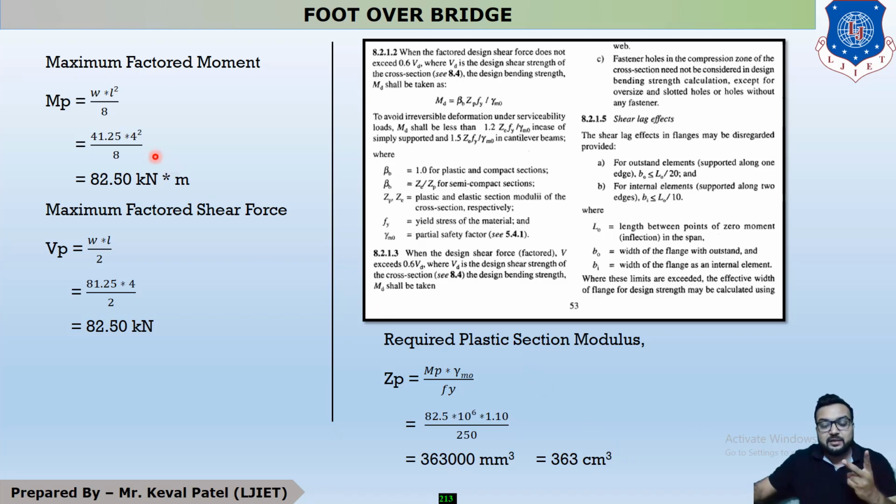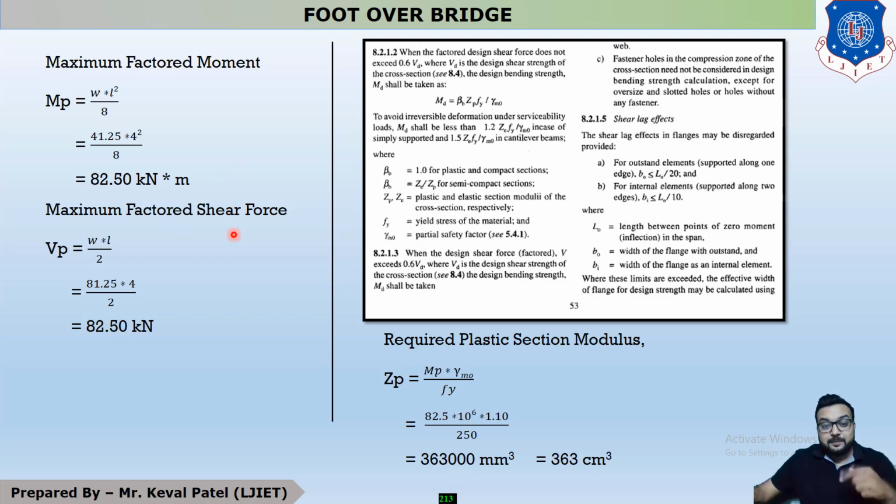After finding out the value of the load, we have to find out two main things, which is first the maximum factored moment. For a simply supported beam, you all know that when the beam is subjected to UDL throughout the span, the equation of moment is WL square by 8, in which your value of W is 41.25, your value of L is 4 meter, divided by 8. So you will get your answer 82.50 kilonewton meter.